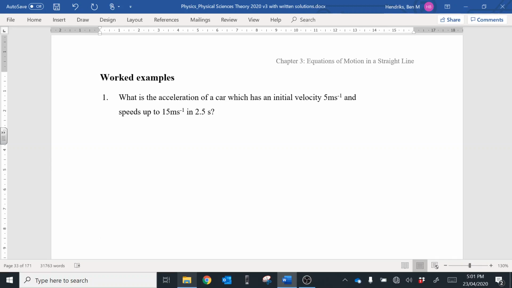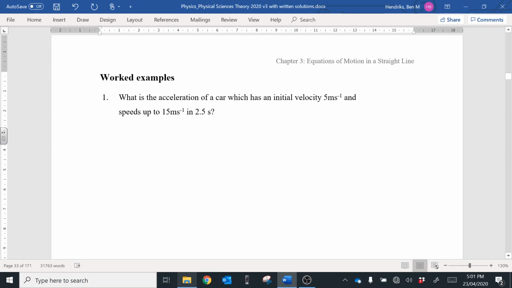Okay, so this is the first worked example in the equations of motion section of your notes. So I just want to do it slightly differently than they have in the notes. It is worked in the notes, typed up, but I just want to redo it.